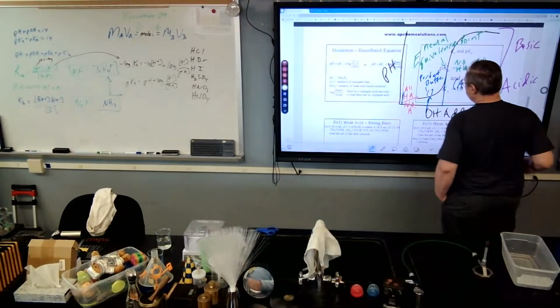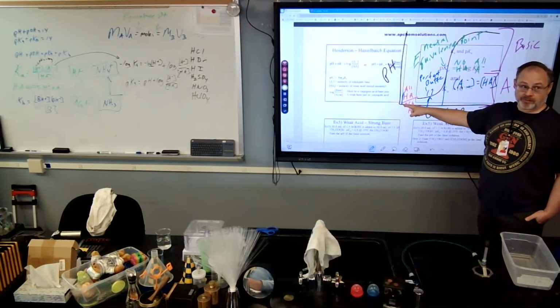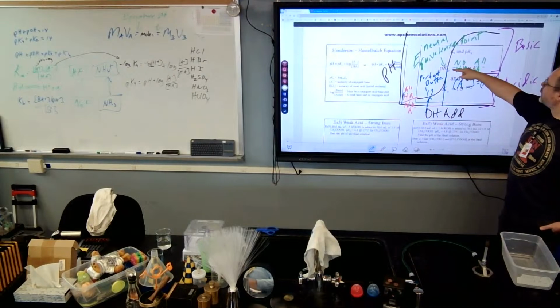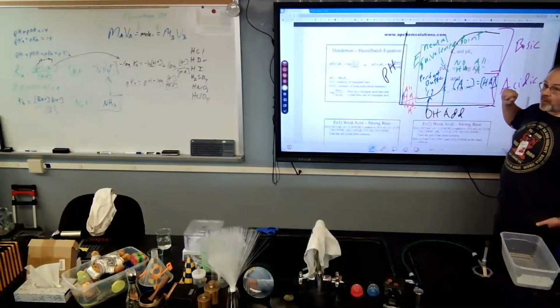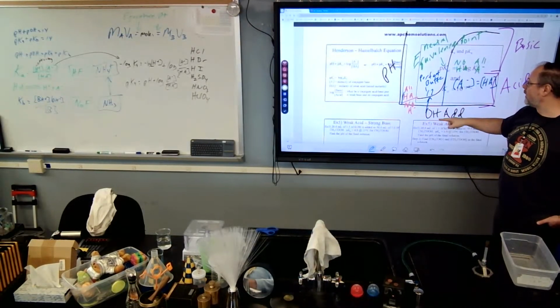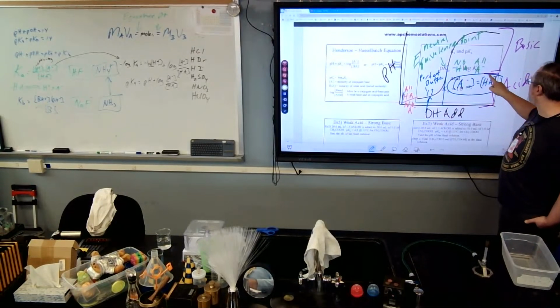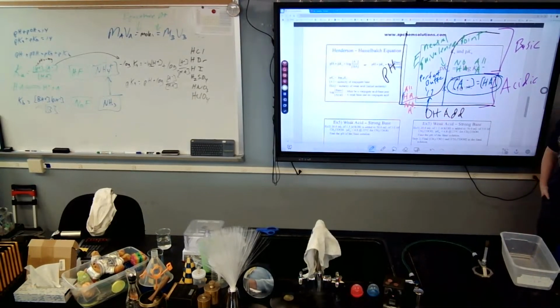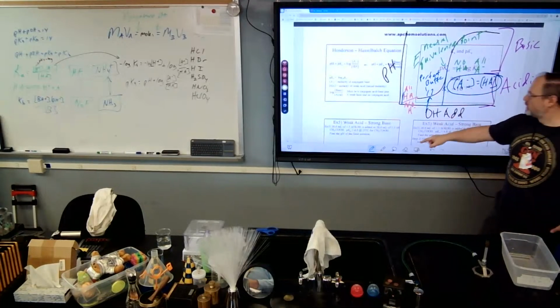Okay, so at this point down here, you have all HA, no A minus. Up here at the equivalence point, you have all A minus, no HA. At the exact halfway point, you have equal HA and A minus. It's a perfect buffer. And at the perfect buffer, the A minus equals the HA, and the pH equals the pKa. Usually I do it on the whiteboard, so I have plenty of room. Let me draw a similar graph over here.